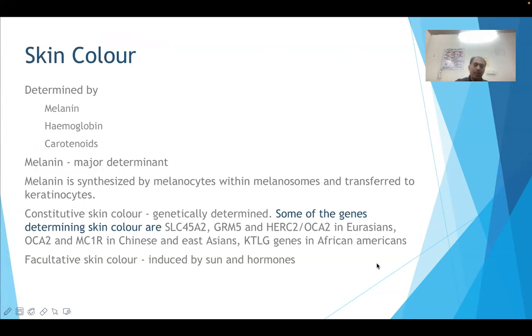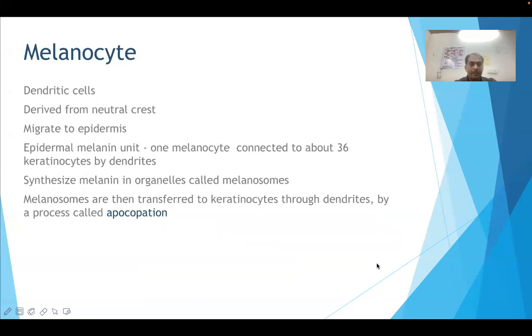The genetic color which a person possesses is called the constitutive skin color, and genes such as SLC45A2, GRM5, HERC2, CA2, etc. are responsible for the determination of the constitutive skin color. The skin color which a person acquires in the lifetime, induced by sun exposure, hormones, and other external or internal factors, is called the facultative skin color.